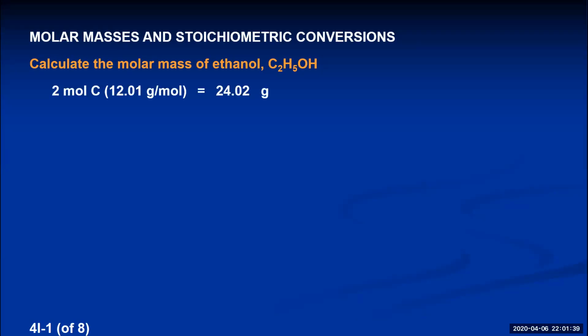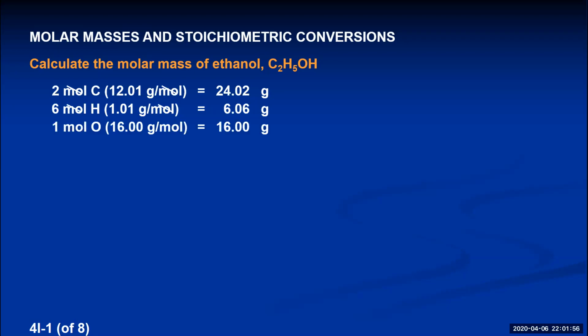2 moles of carbon would weigh 2 moles multiplied by 12.01 grams per mole, or 24.02 grams. 6 moles of hydrogen would be 6 moles multiplied by 1.01 grams per mole, giving us 6.06 grams. And the 1 mole of oxygen would weigh 16.00 grams.